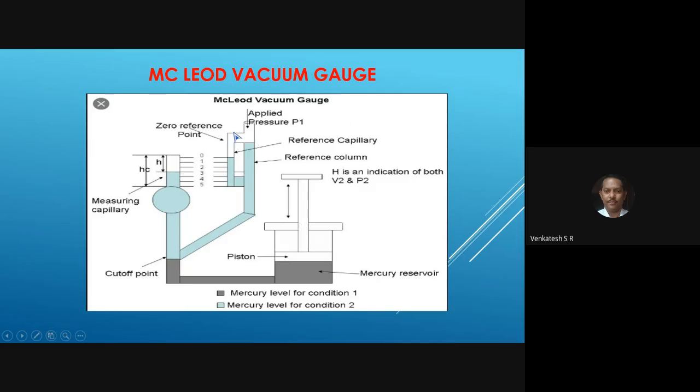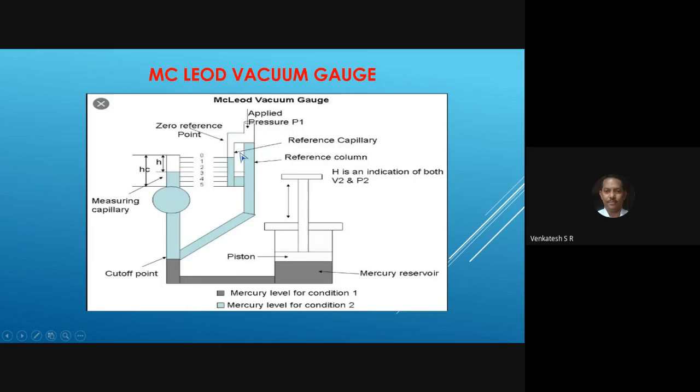Once again, all of you observe here, this is the measuring capillary and this is the pressure head. The result of the measurement is read in the reference capillary. This is the applied pressure. You have to connect this end to the source, that may be vacuum pressure. In case of vacuum, you connect this end to the source. That is P1.